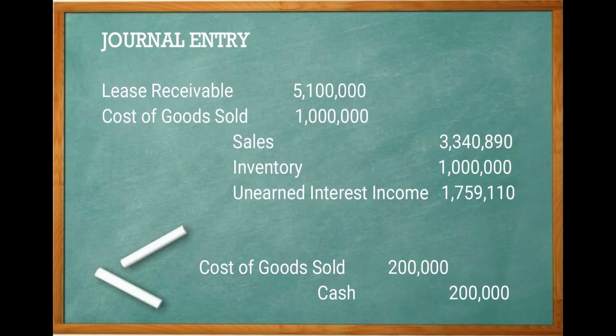Debit lease receivable dahil meron tayong matatanggap na 5,100,000. Debit cost of goods sold na 1 million. Credit sales na 3,340,890. Credit inventory na 1 million. At credit unearned interest income na 1,759,110. At huwag natin kakalimutang i-journalize ang initial direct cost na debit cost of goods sold 200,000, credit cash 200,000.